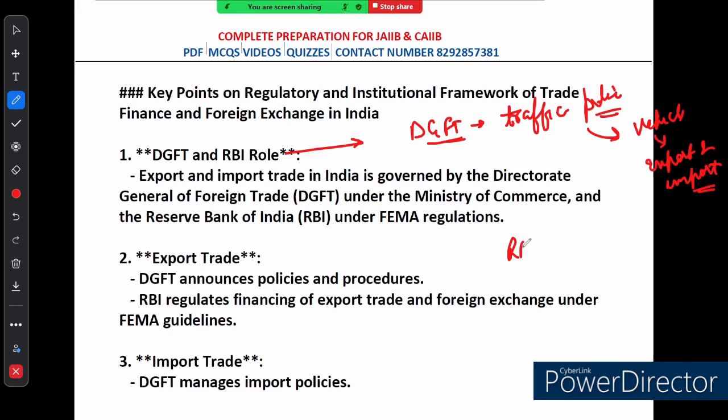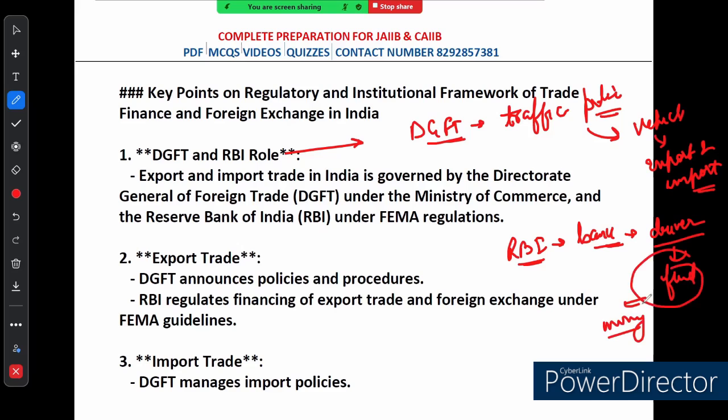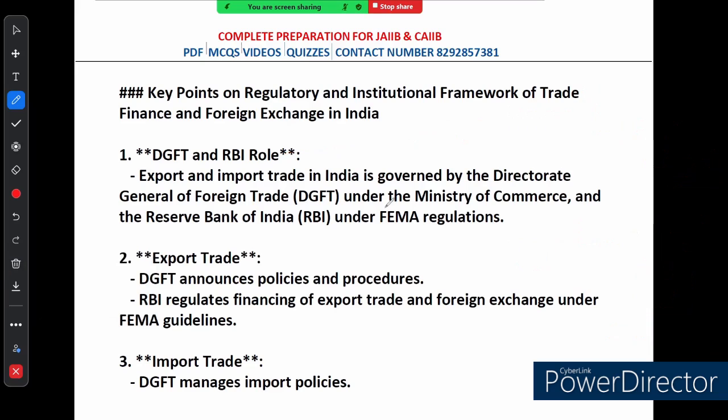Whereas you can think of RBI as a bank which makes sure that drivers have enough fuel. And here fuel means money. Right. So this way you can differentiate both these big players, that is DGFT and RBI. So the governance is by DGFT under the Ministry of Commerce and FEMA regulation by RBI.